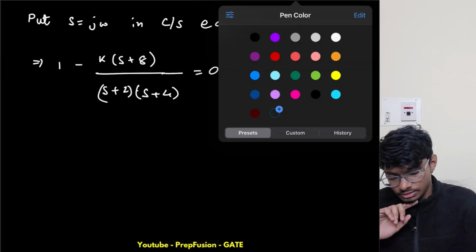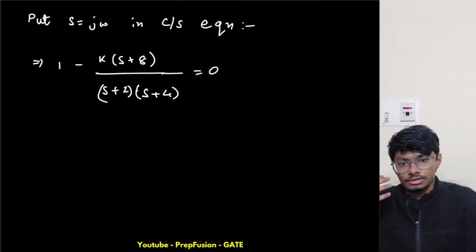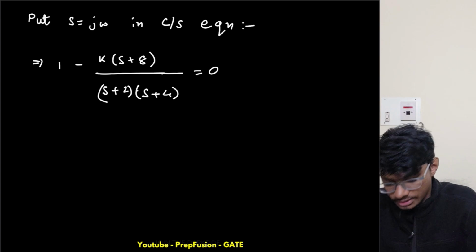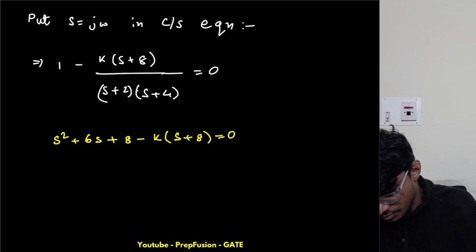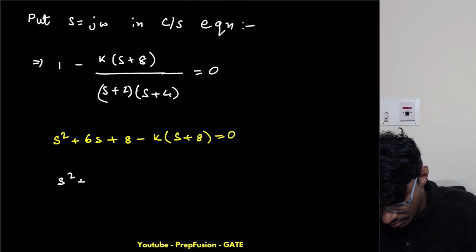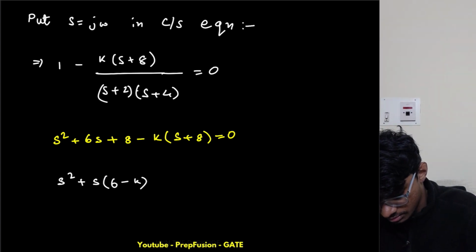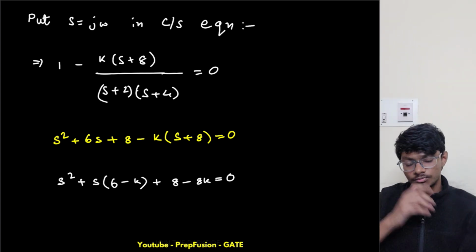Let me write the characteristic equation. It is s square plus 6s plus 8 minus k s plus 8 equals 0. Now we can write s square plus s into 6 minus k plus 8 minus 8k equals 0, right? So this is my characteristic equation. Now we'll put s equals j omega here.